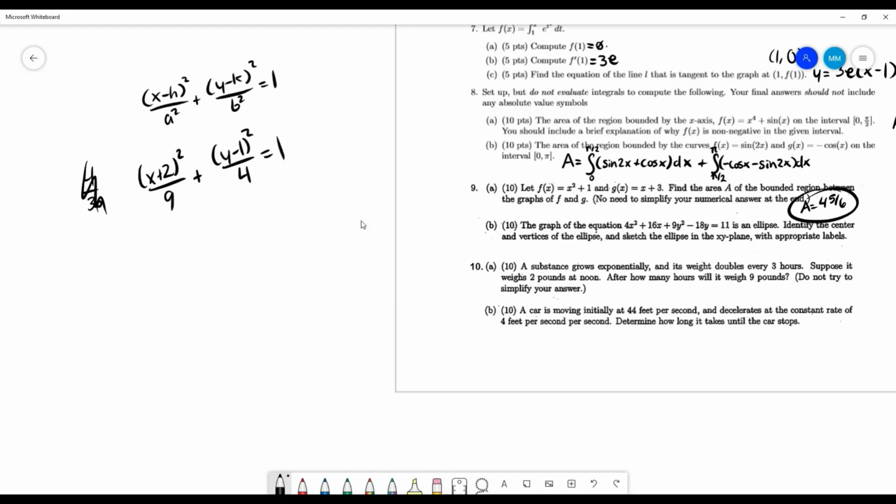Which means that our vertices, so it's going to be h comma k, so that's negative 2 comma 1. So our vertices, nope, sorry, that's our center, not our vertices, because it's an ellipse. Sorry. So our center is at negative 2 comma 1.